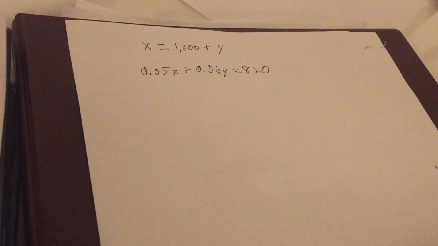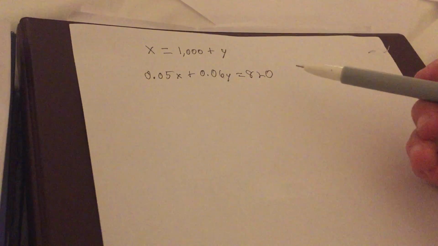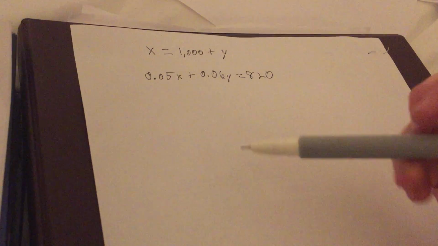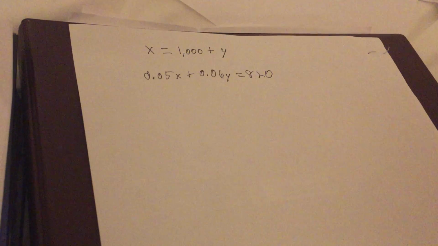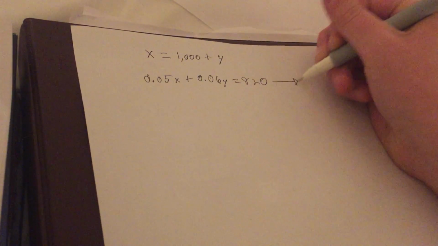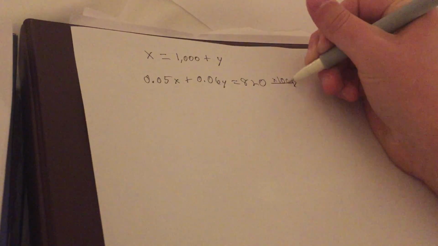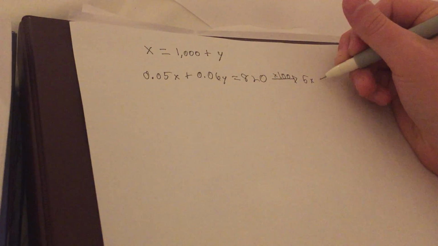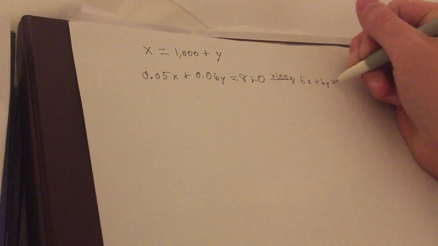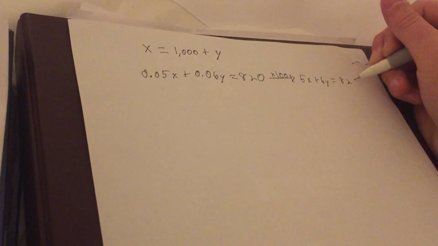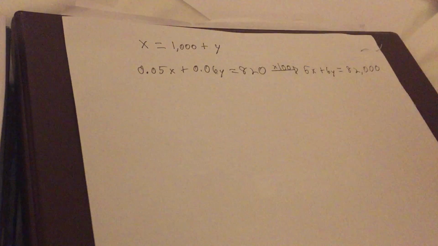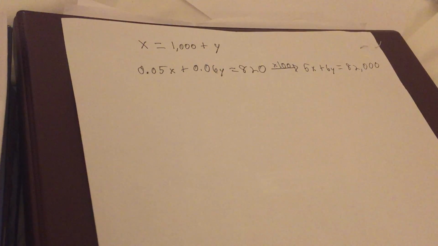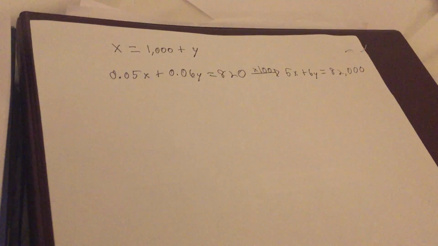Alright, and before we go ahead and solve for our variables, I want to get rid of these two decimals right here. To do that, multiply this whole equation times 100, and I get 5x plus 6y equals 82,000. Now we're ready to solve for our variables.